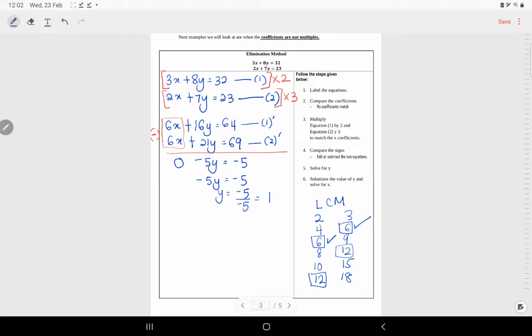So once you found your value of y, you find x by substituting into one of these equations. So let me pick 3x plus 8y equals 32. Solve for x, so 3x plus, substitute y equals 1.